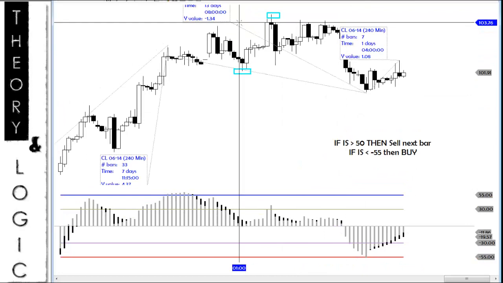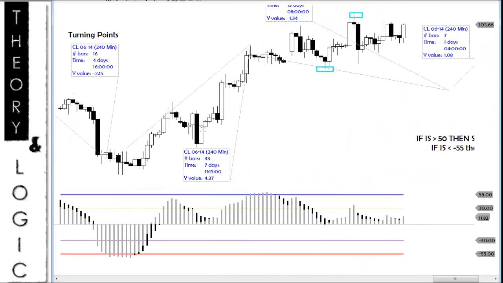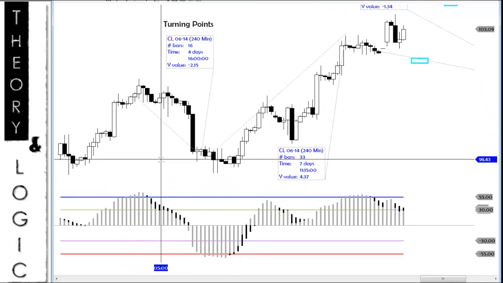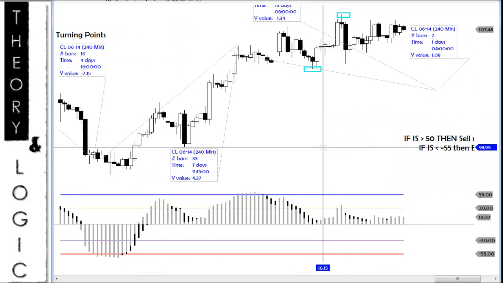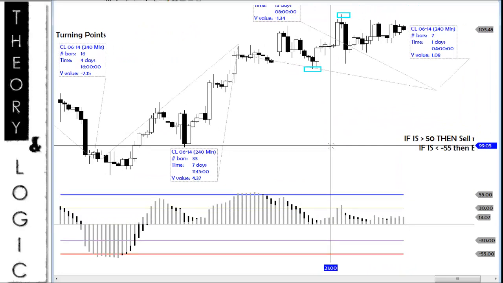Well, Todd, what impact did it have on this trade? What impact would it have had on this trade? And we don't go and look at historical data and look at the detrimental impact it may have had.